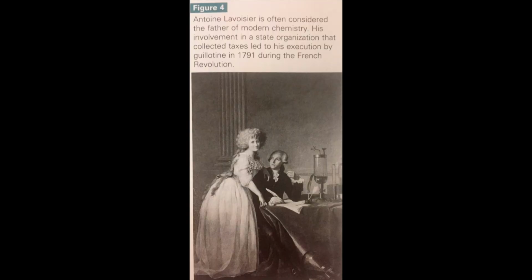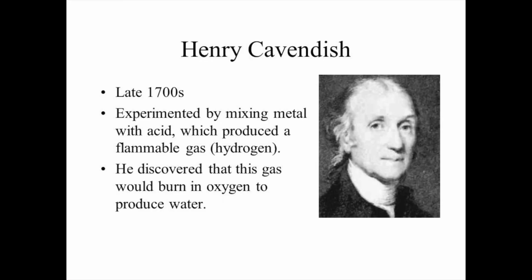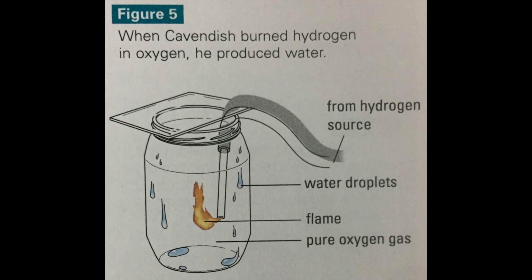Experimenting with Priestley's oxygen, Lavoisier concluded that air must be a mixture of at least two gases, one of which was oxygen. Meanwhile, Henry Cavendish experimented by mixing a metal with acid, which resulted in an inflammable gas that was lighter than air. He did not know that the gas he had prepared was hydrogen, but discovered that his gas would burn in some of Priestley's oxygen, producing water.